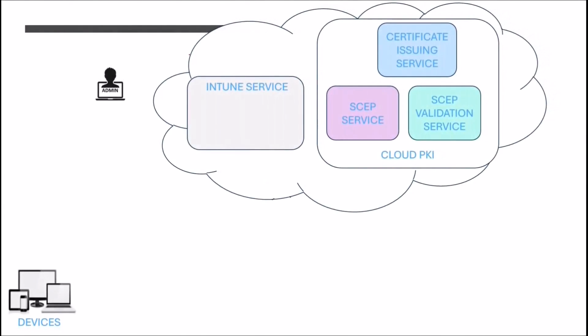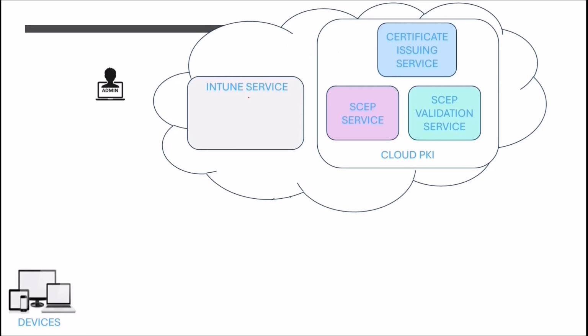All right. So in this diagram, we see we have got three components. First is the admin. This is the Intune admin who is going to do all the configuration. The second is the device. This device is enrolled to Intune. And third is this cloud. In this cloud, this is the Azure cloud.